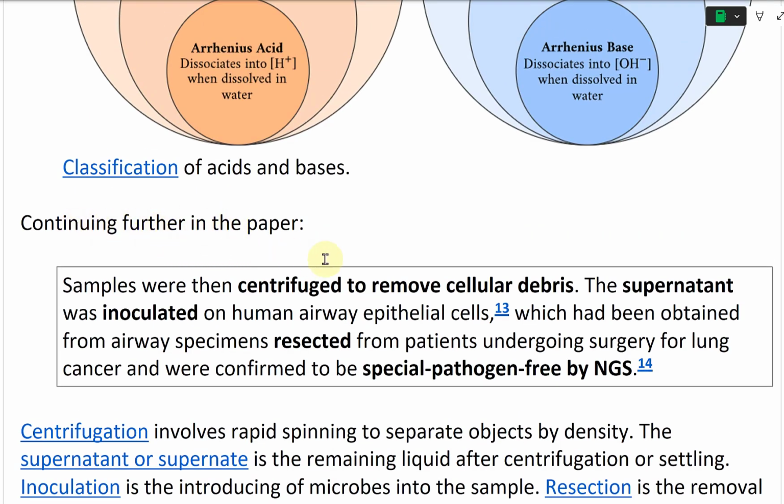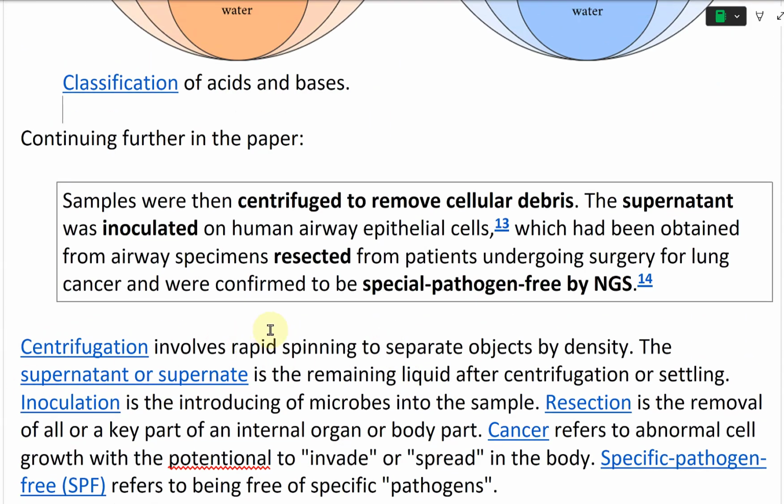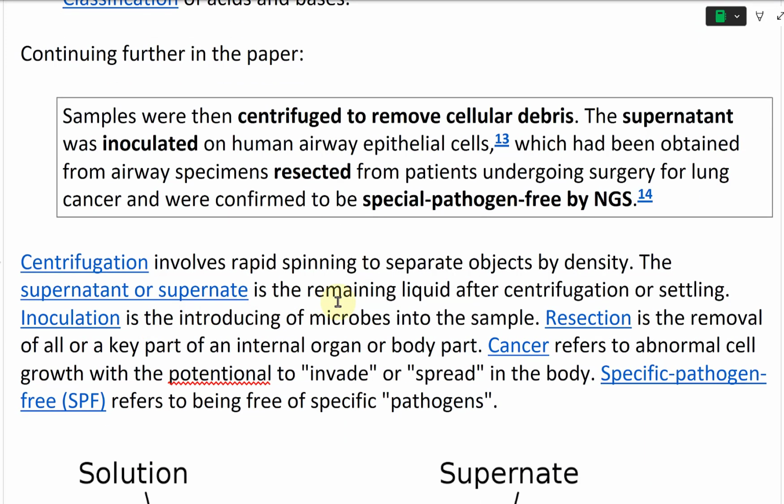Continuing further in the paper, samples were then centrifuged to remove cellular debris, and the supernatant was inoculated on human airway epithelial cells, which had been obtained from airway specimens resected from patients undergoing surgery for lung cancer, and were confirmed to be special pathogen-free by NGS. All right, a lot of steps in this "virus" isolation. So centrifugation involves rapid spinning to separate objects by density, and the supernatant or supernate is the remaining liquid after centrifugation or settling. Inoculation is the introducing of microbes into the sample. In other words, you're, quote, infecting this sample.